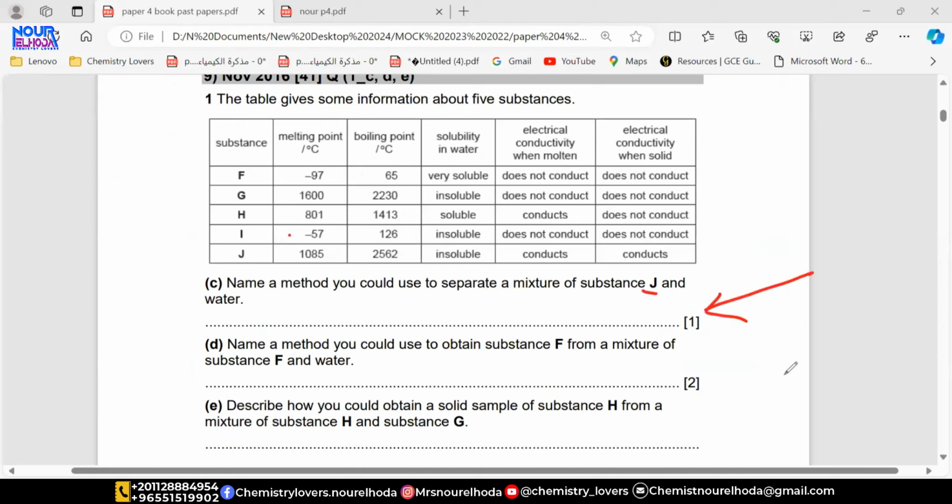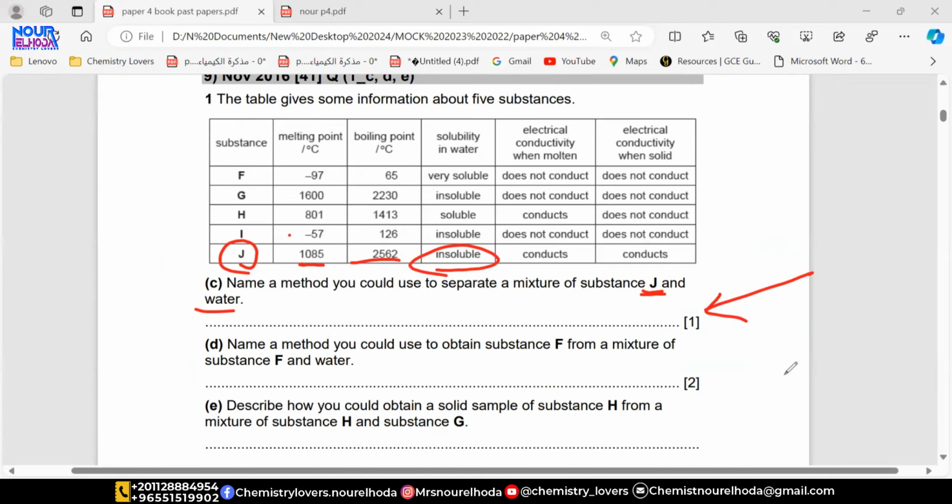Here he's saying I need to separate J and water. Where is J? J is here, and water. Since this is J, with both high melting and boiling point, for sure this is a solid. It's a solid because of the high melting and boiling point. I need to separate J and water. So the first point I need to think about is: is it soluble or insoluble? For sure it's going to be insoluble.